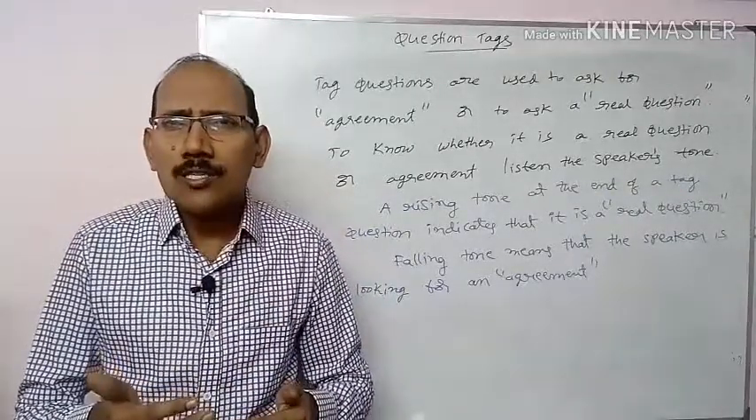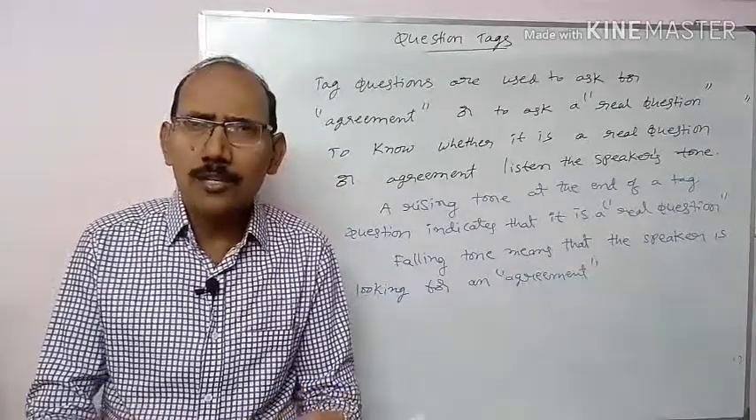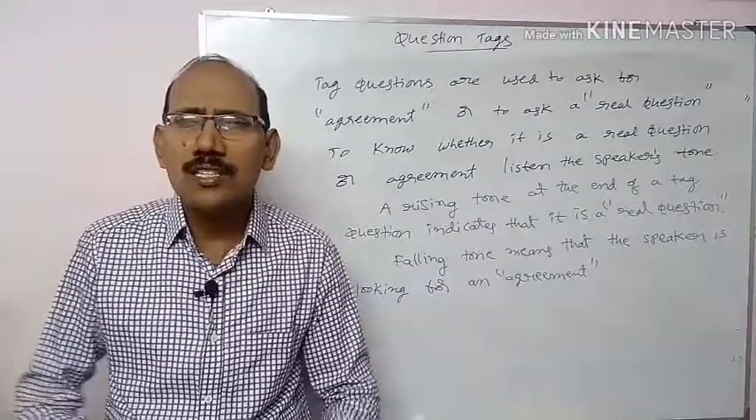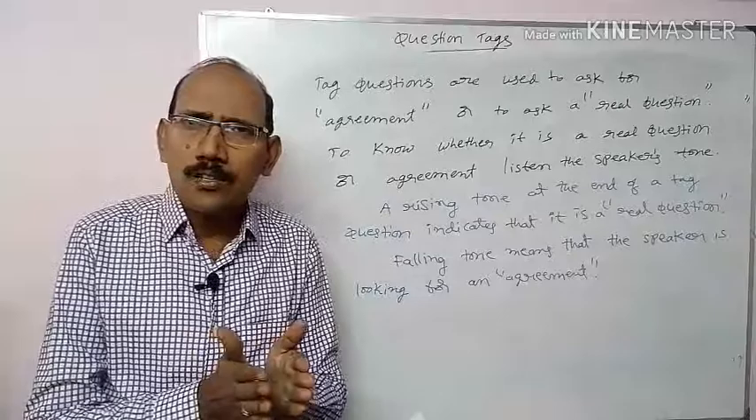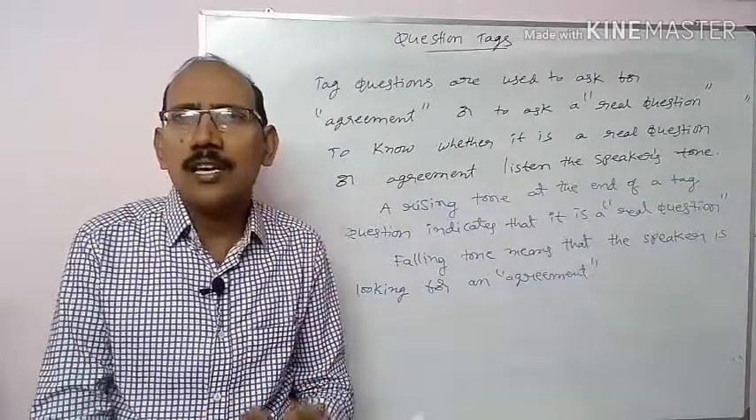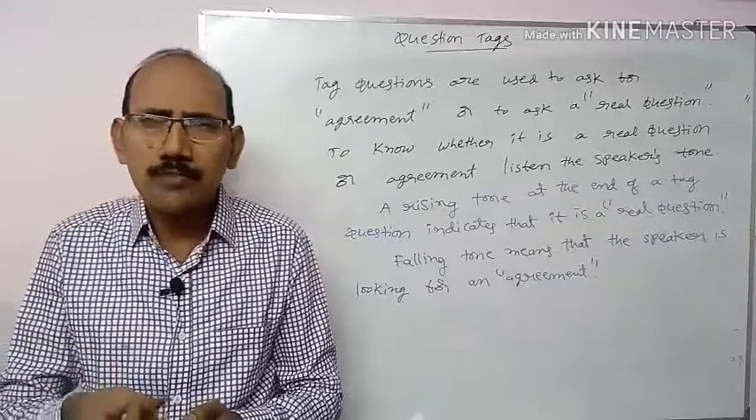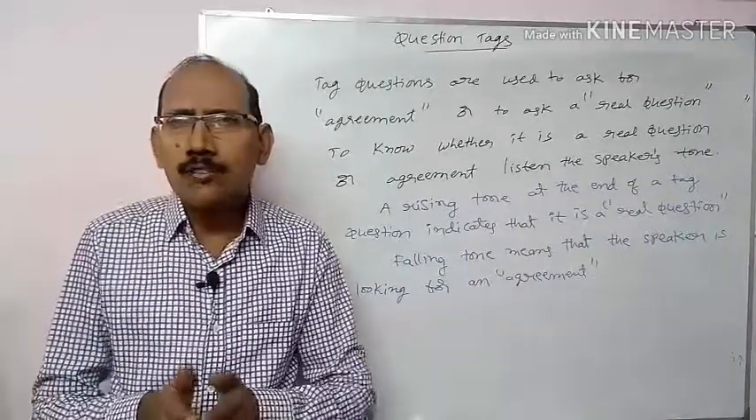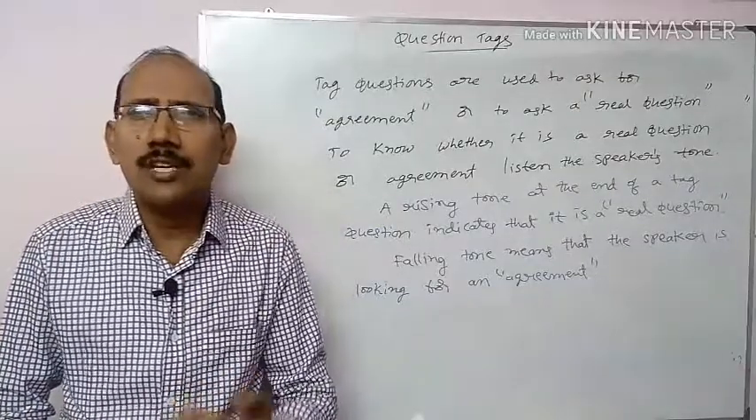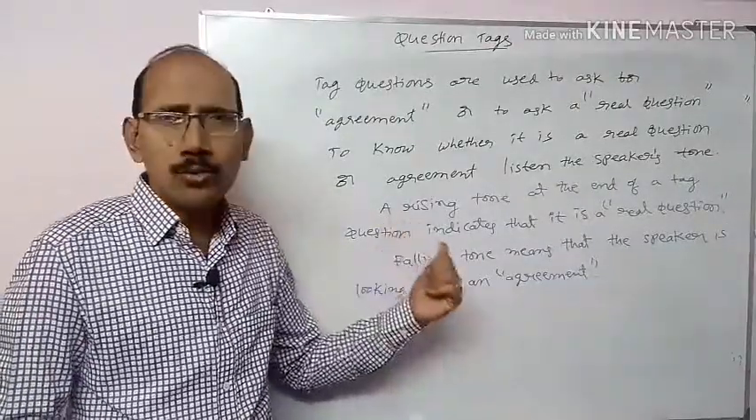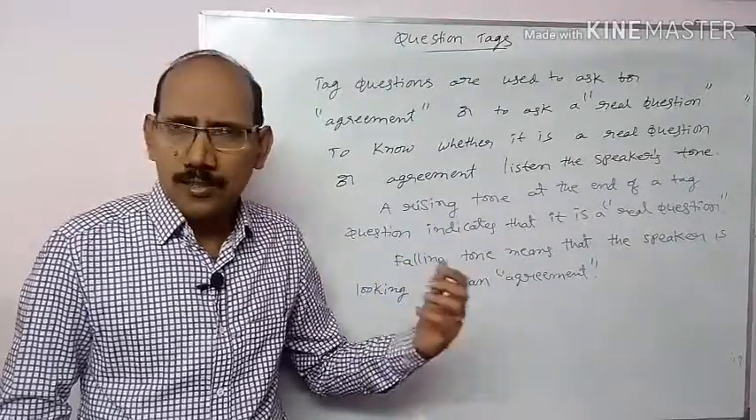You are going to college, aren't you? So he is expecting agreement. You have to go to college. He is just seeking agreement from you. In this manner we can understand whether a particular one is a real question or only seeking agreement from us. In fact it is not related to our examination point of view, only for the sake of giving an idea what a rising tone tag question and a falling tone tag question are.